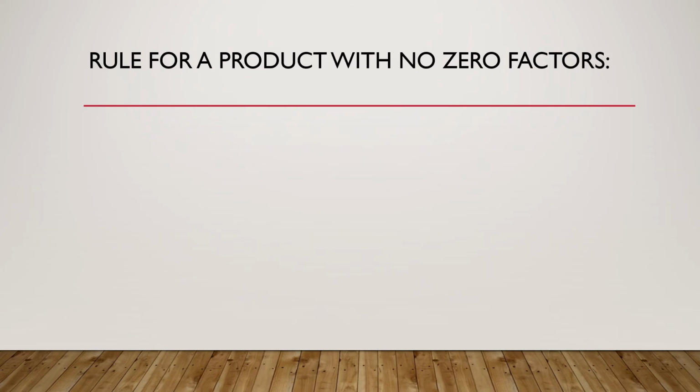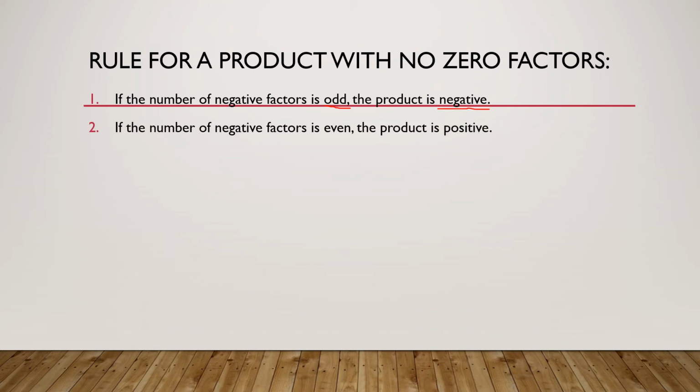Now, rule for a product with no zero factors. What's that? If the number of negative factors is odd, okay, so odd. What are odd numbers? We have 3, 5, 7. Now these are odd numbers. The product is negative. Okay? If the number of negative factors is even, the product is positive. Okay?